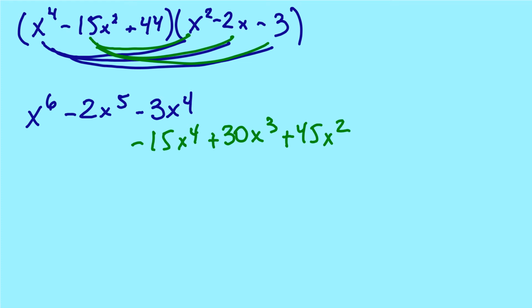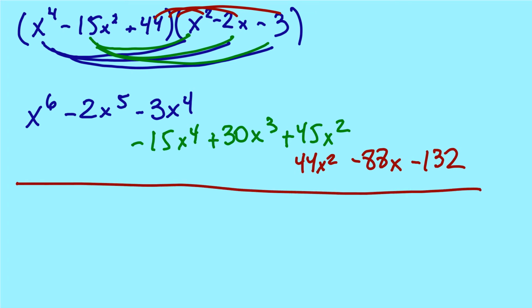Now, 44 is going to go to everything. So 44 times x squared is 44x squared. 44 times minus 2 is minus 88x. 44 times negative 3 is minus 132.